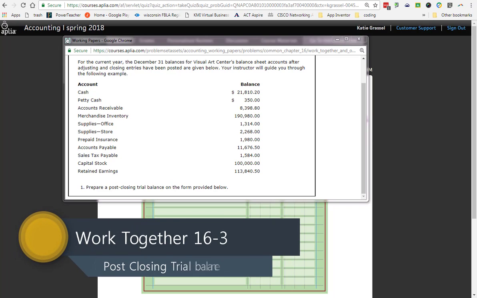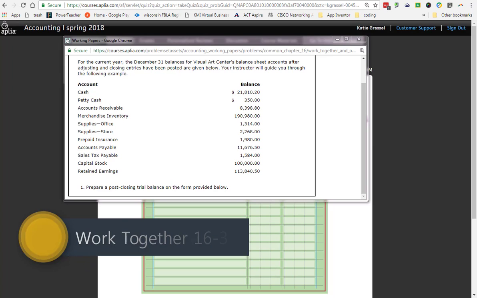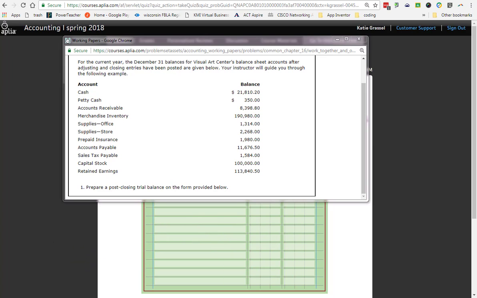So, Work Together 16.3 is the very last step of a fiscal period for a merchandising business organized as a corporation. Chapter 16 is dealing with adjusting entries. We go to our worksheet, go to the adjustment column, start at the top, and record our debits and credits.